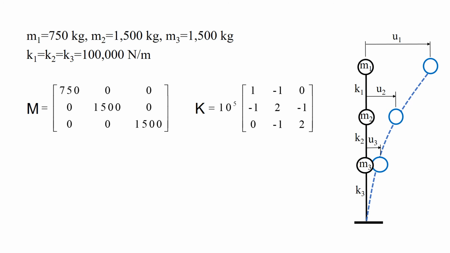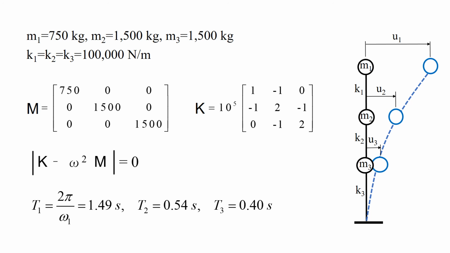Let us calculate with these specific values. M1 is 750 kg, M2 1500, M3 1500, and K1, K2, K3 are 100,000 Newton per meter. Mass matrix, stiffness matrix are obtained like this. Then we can calculate natural circular frequency by this determinant equation. 3 natural periods are obtained like this.